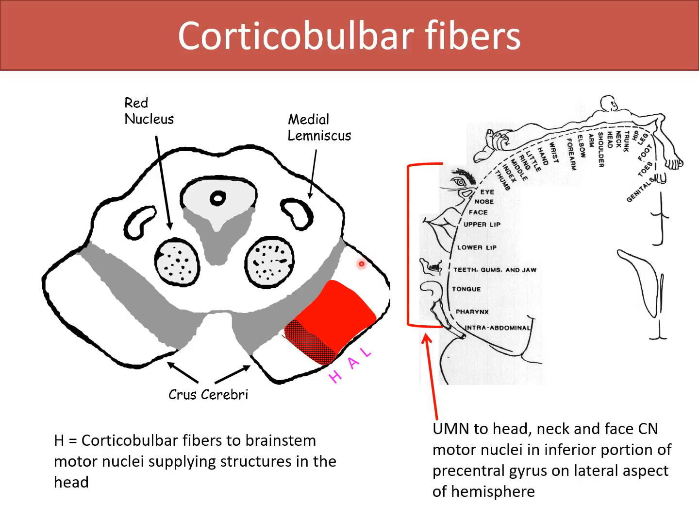This whole area is referred to as the crus cerebri. We see here the red nucleus in the midbrain, as well as the medial lemniscus carrying information about position and vibration. And you see the cerebral aqueduct, central gray.